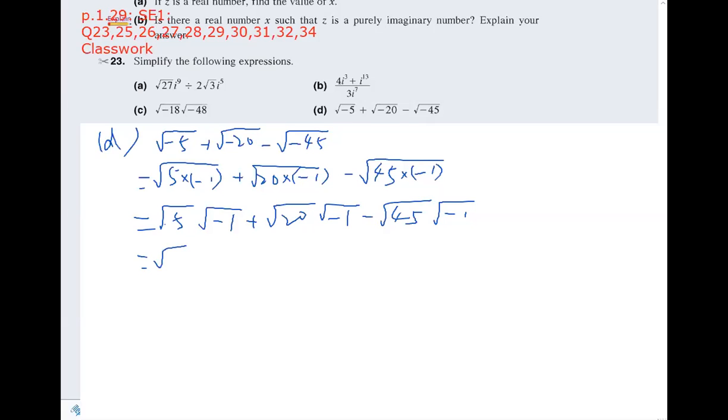So it's square root 5 i plus square root 20 i minus square root 45 i. Okay, and now they are like terms, but you need to simplify the square root terms first. Okay, 5 is a prime number. It cannot be broken down. Okay, so it is square root 5 i. No change for the first term.